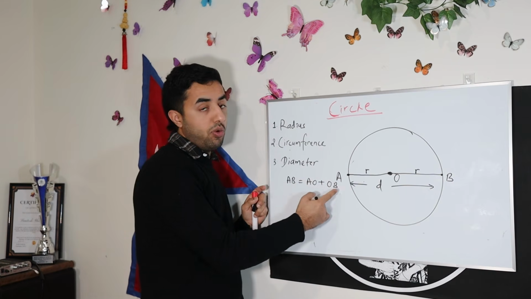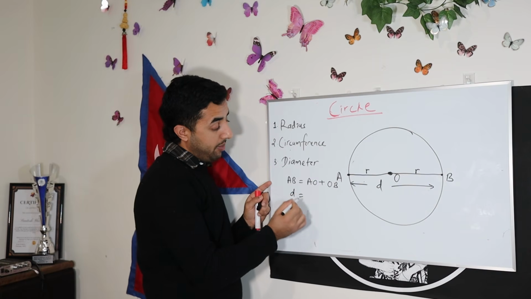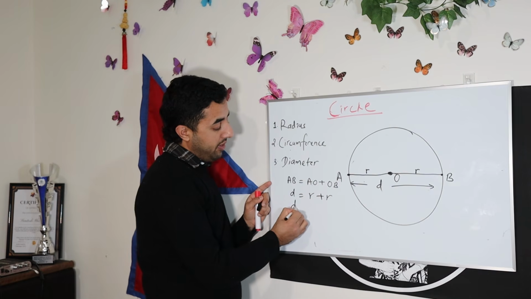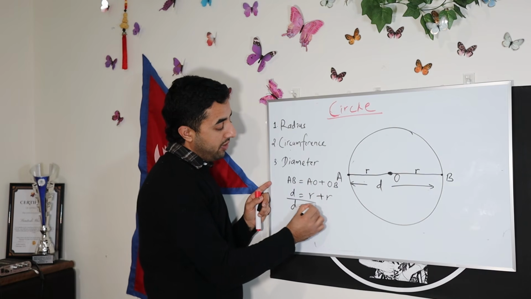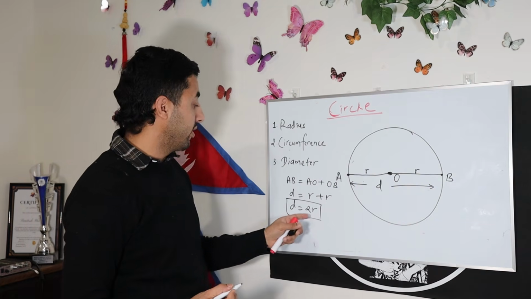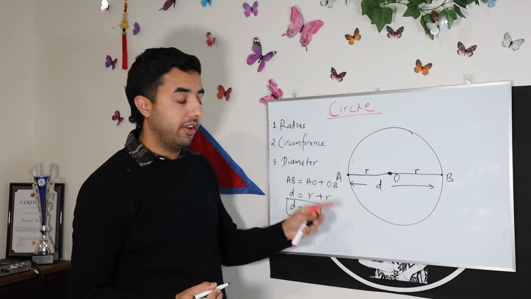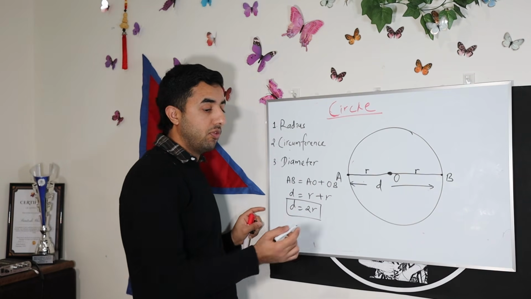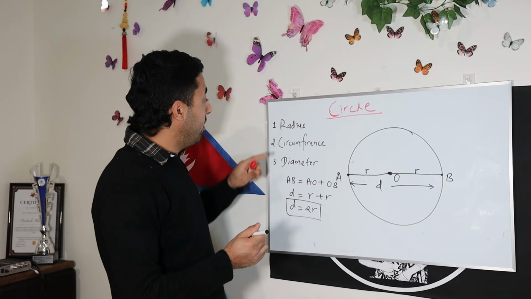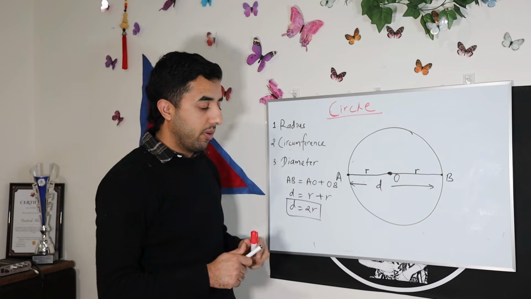AB चाहिँ AO र OB बाट बनेको छ भने AB लाई मैले diameter भने, AB is diameter, AO is radius, and OB is radius. That means diameter is 2 times the radius. Always the diameter of a circle is double the radius. The diameter of the same circle is 2 times the radius. Always the length of diameter is double the radius. So we learned what is radius, what is circumference, what is diameter, and what is circle.